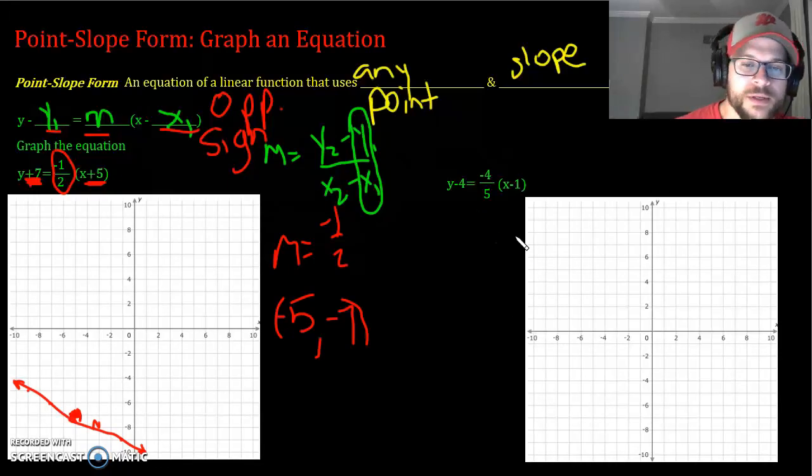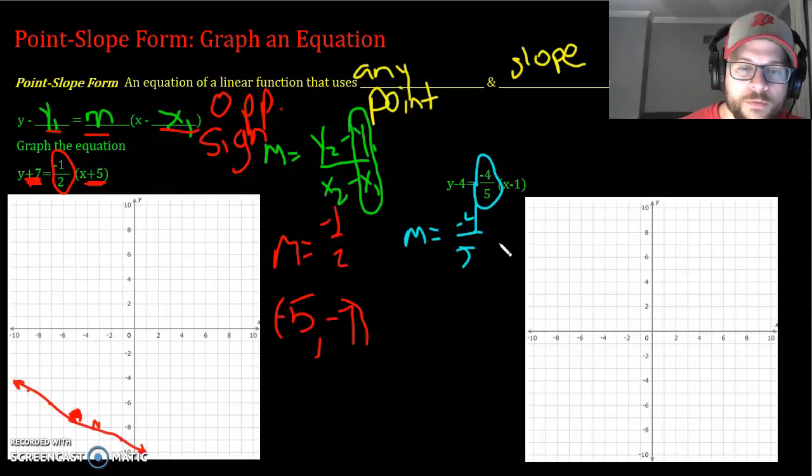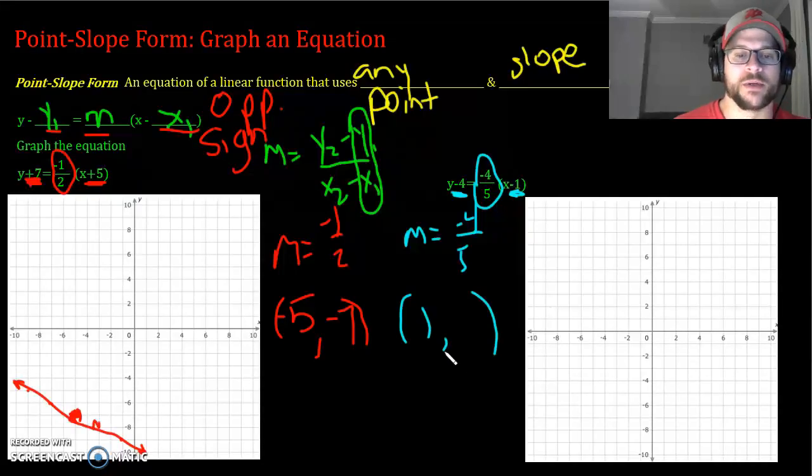y minus 4 equals negative 4 over 5 times x minus 1. So the easy part is figuring out our slope. That's the number in front of the parentheses. So the slope is negative 4 over 5, down 4 over 5. Now that's not much better. All right, so since we have a y minus 4 and an x minus 1, we're going to flip the signs on both of those for our points. So the x1 is a negative 1, which means we're using positive 1 as our point value. Since the y is a negative 4, we're going to use positive 4 as our point value right there.